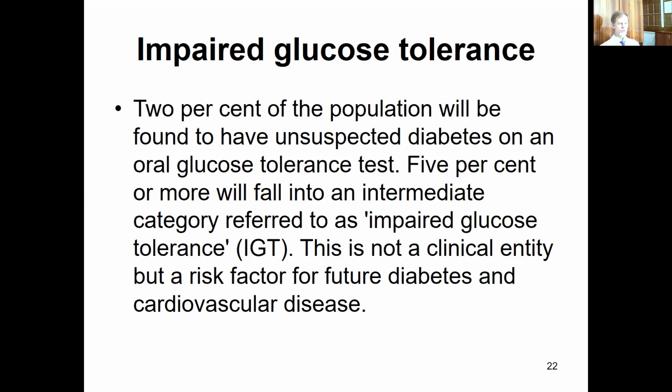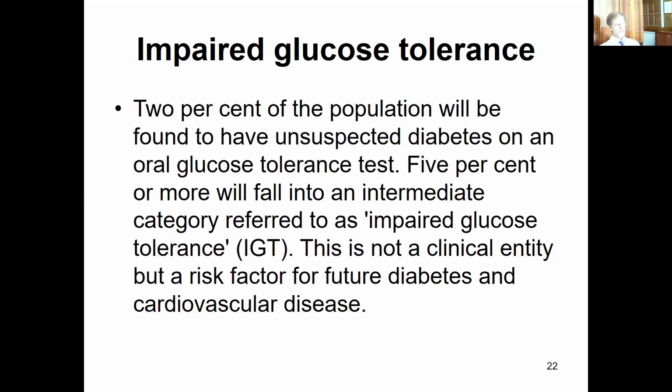What are we talking about? Impaired glucose tolerance. Again, let me repeat this idea. If you catch 100 people on the street and ask them to do a glucose tolerance test, you will find that 2% of them suffer from diabetes due to the numbers. Their sugar levels will be more than 11.1 random or more than 6.1 fasting. And 5% or more will have impaired glucose tolerance. So their sugar levels will be higher than normal, but still not diabetic.